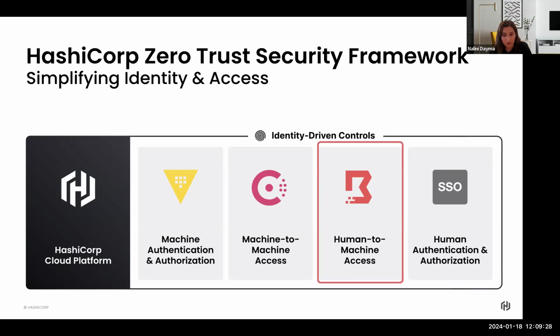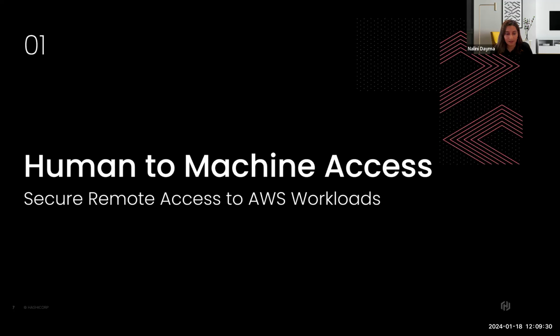So when we talk about human-to-machine access, what does that mean? In simple words, it means it's remote access, right? Whenever you want to connect to a server to deploy something or to troubleshoot something, you would typically either SSH or, if it's a Windows server, you would RDP. And then you would need a username, password, or SSH keys to connect to that server.